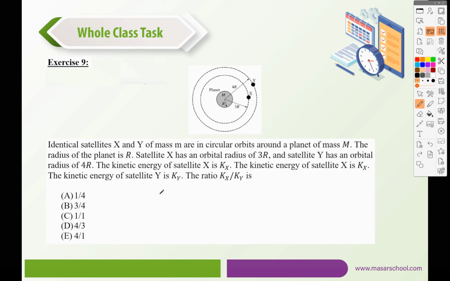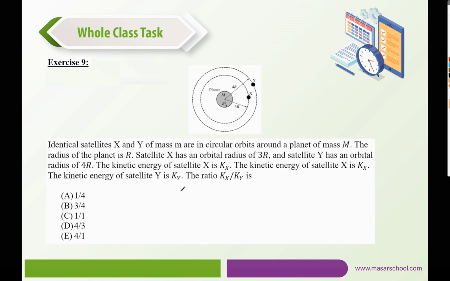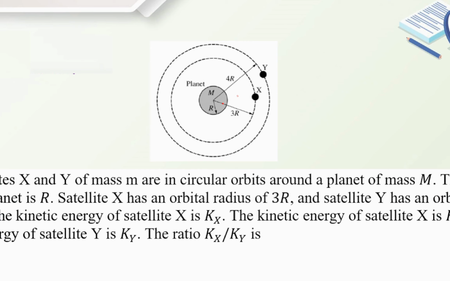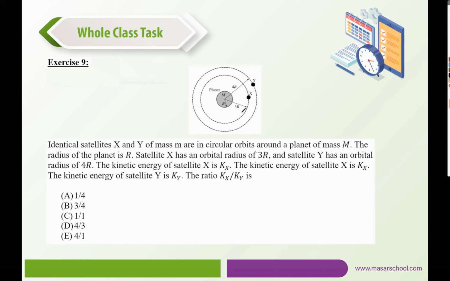Now, identical satellites X and Y of mass m are in circular orbits. The moment they mention circular orbits, we can use the relations that we have talked about, given by v is the square root of GM over r, and the period, which is given by the square root of 4 pi squared r cubed divided by GM. And if it is a free response problem, we need to derive them from scratch. The radius of the planet is R. Satellite X has an orbital radius of 3R, so luckily they didn't provide the altitude, they provide directly the separation distance. And for Y, it is given by 4R.